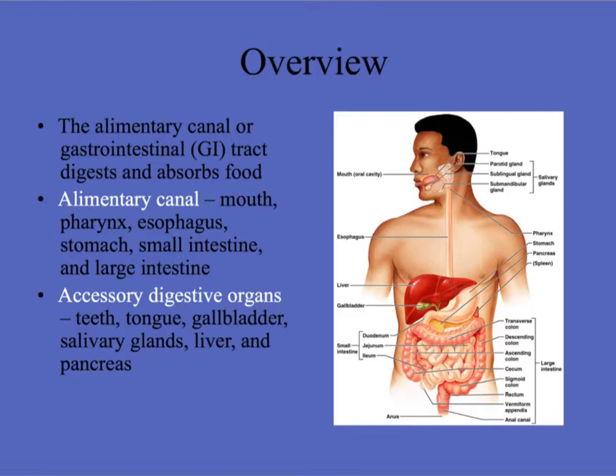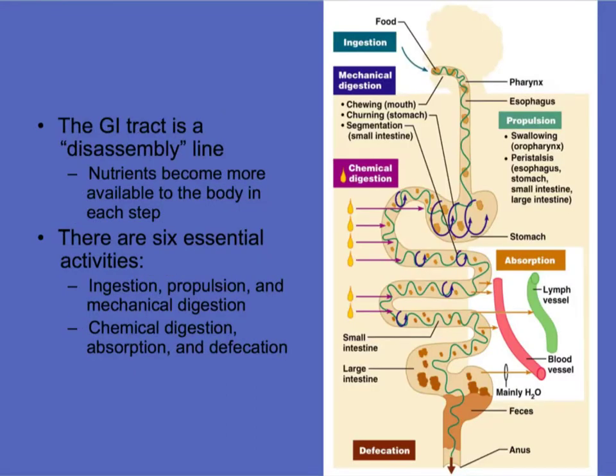Accessory organs are things like teeth, tongue, gallbladder, salivary glands, liver, and pancreas. The difference between them is that you don't have food moving through the digestive accessory organs, but it does move through the alimentary canal. So the GI tract is essentially a disassembly line. You're taking food and breaking it apart into smaller and smaller chunks until it's essentially at the molecule level, where it's absorbed into your cells.